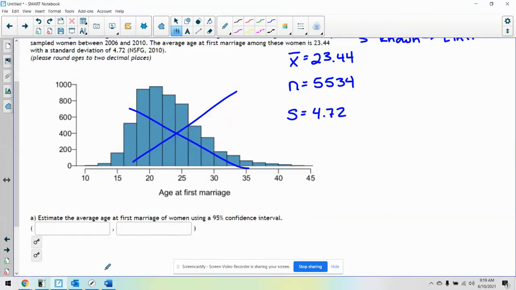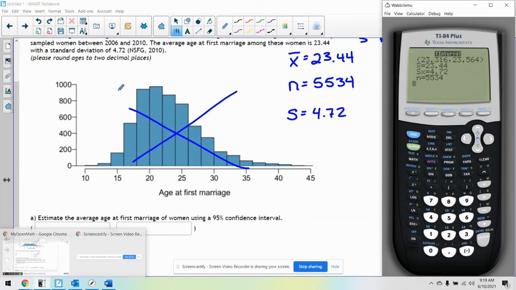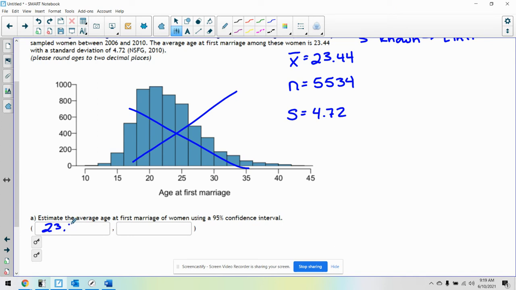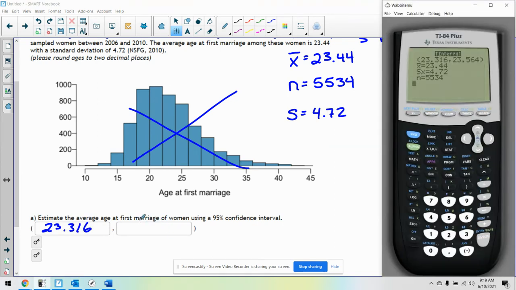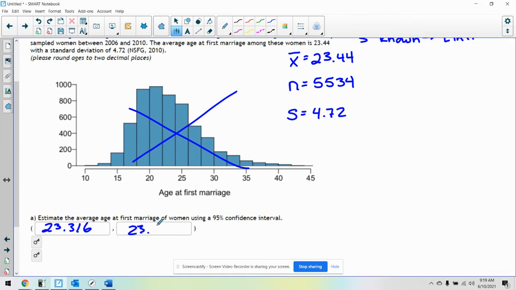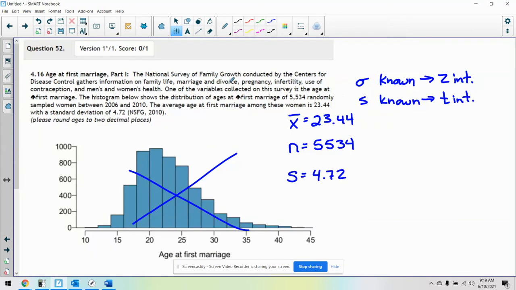And plugging that in, we get 23. Let's see here. Does it say number of decimals? Never does. 23.316 up to 23.564. Again, if this all was the same, but they said this was the population standard deviation, so this was now sigma, you would use a Z interval instead of a T interval.